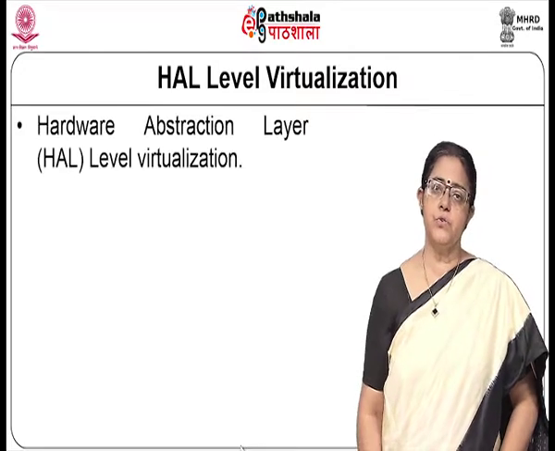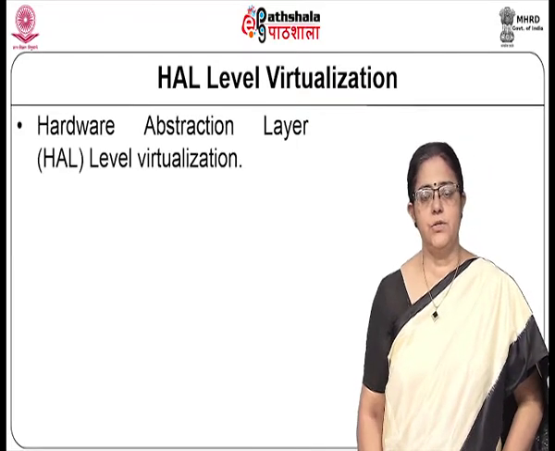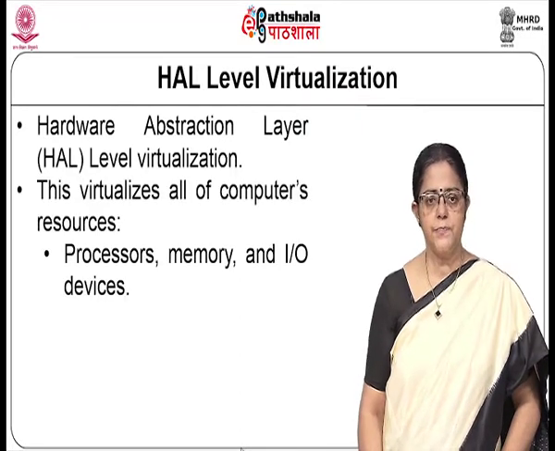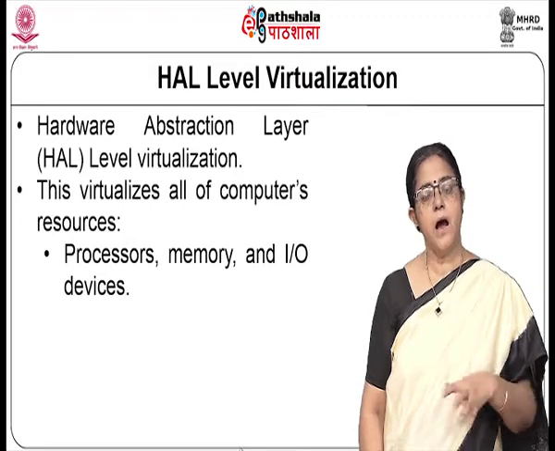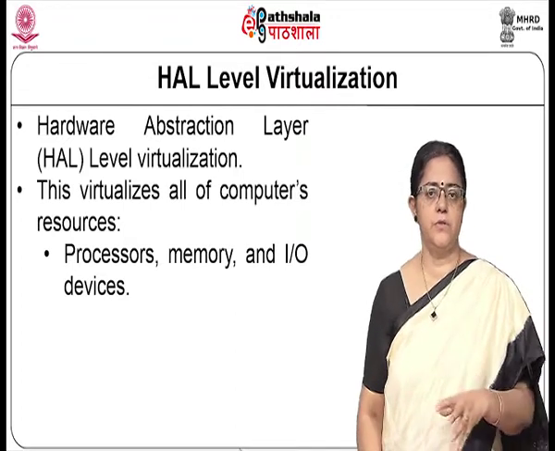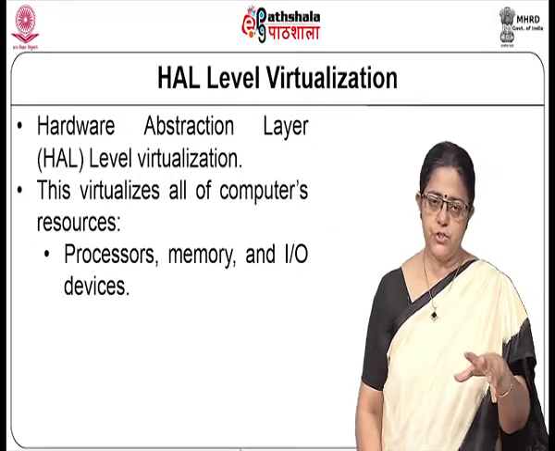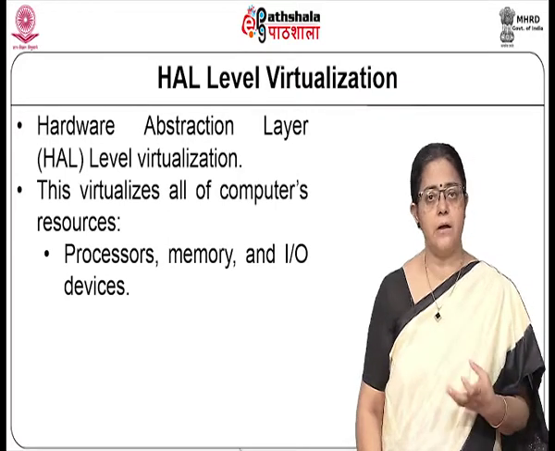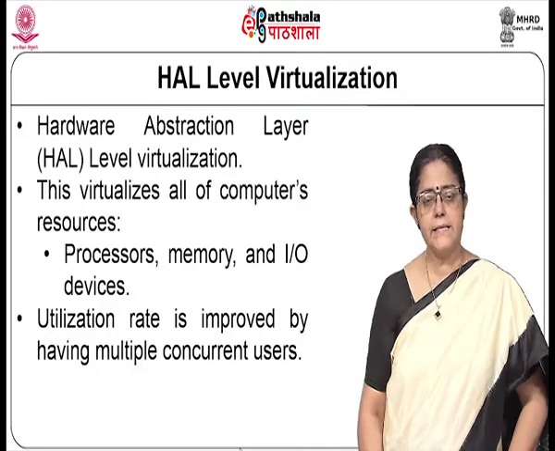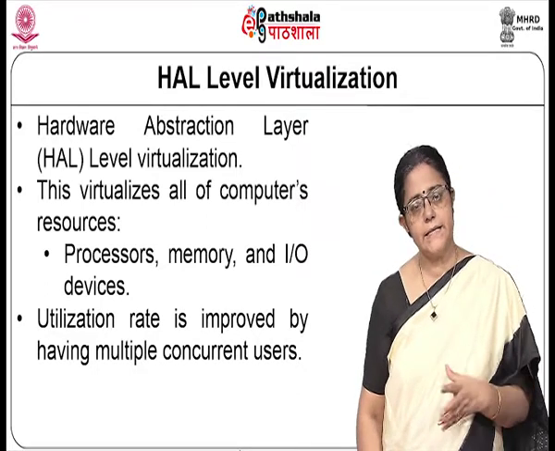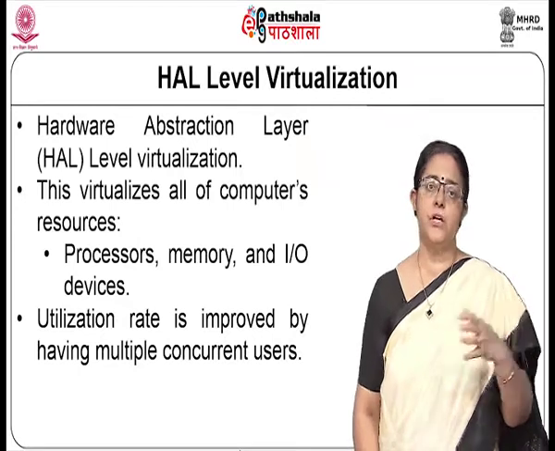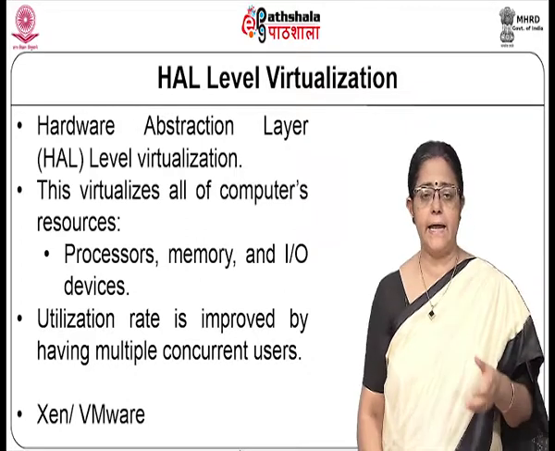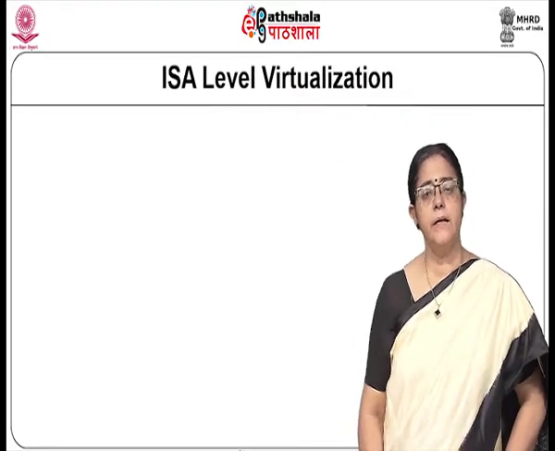Then comes perhaps the most popular virtualization, which is the hardware abstraction layer virtualization or HAL level virtualization. This virtualizes the hardware: the processor, the memory, the IO devices, this whole bunch of components that our machine contains, all these are virtualized. By virtualizing this, we can improve the usage of the hardware, especially the processor. Xen and VMware are examples of that.